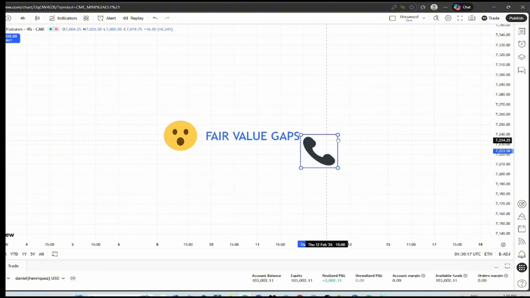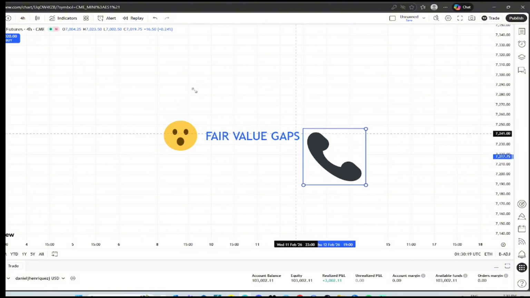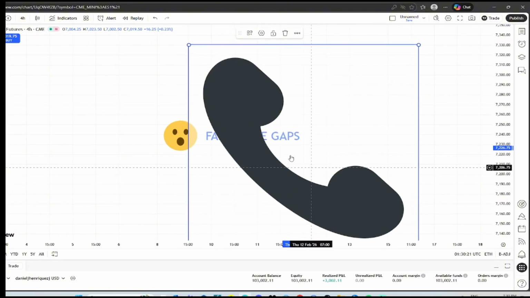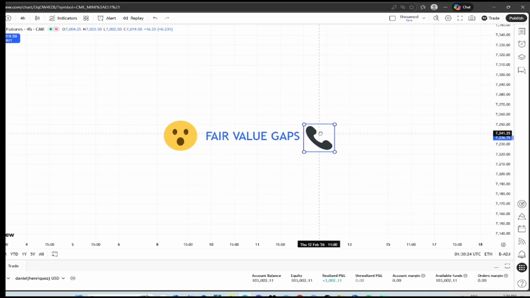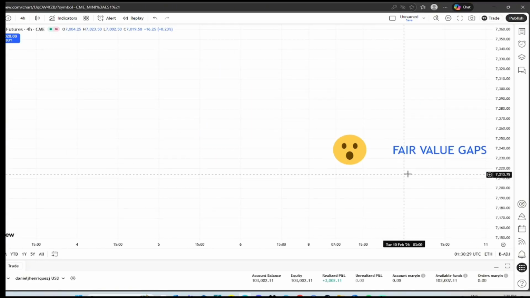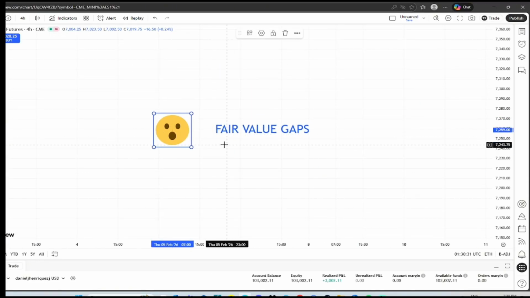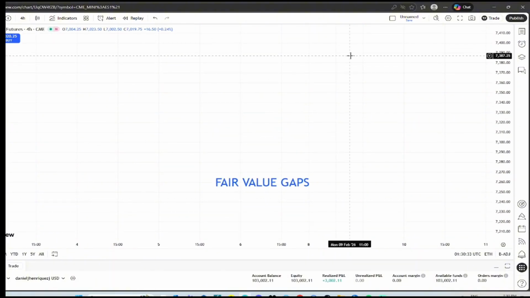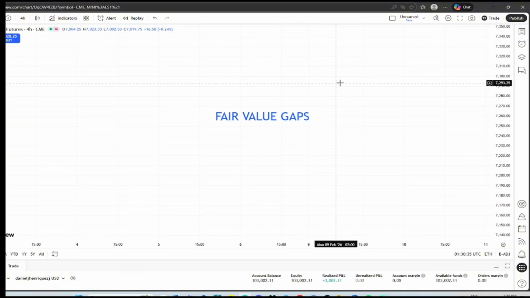Maybe now the phone emoji that I added here actually makes sense, you know, because it's like a gap in between. It's like a 3 candlestick pattern. I don't know. But hopefully that all makes sense, and you now understand the importance of fair value gaps.